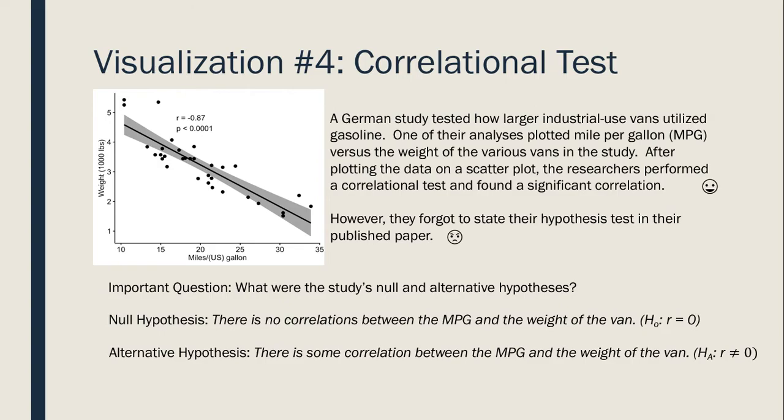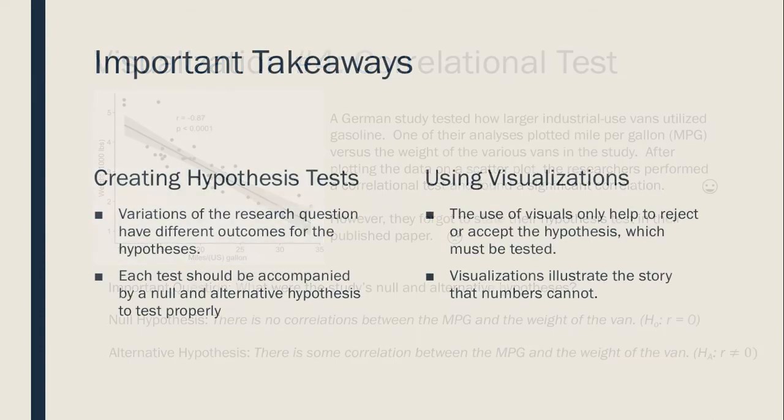Since we know there's a significant correlation, we can reject the null hypothesis and move on to the alternative hypothesis. The visualization here is there to illustrate what our numeric findings could not, and it is also there to help support our decision to reject the null hypothesis.